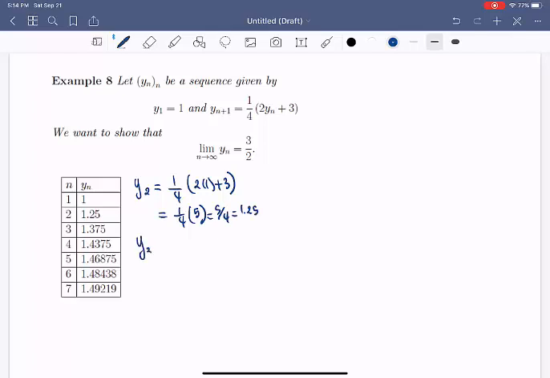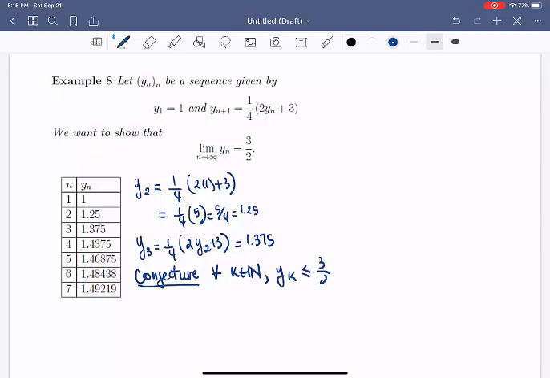Knowing y2, we can construct y3. It's 1 over 4 times 2 times y sub 2 plus 3. And if you plug 5 over 4 here, you get 1.375. And I did a few values until 7. And it is my conjecture that for every natural number k, y sub k is actually less than 3/2. So in fact, what this means is that this sequence is bounded. But of course, this is just a conjecture.